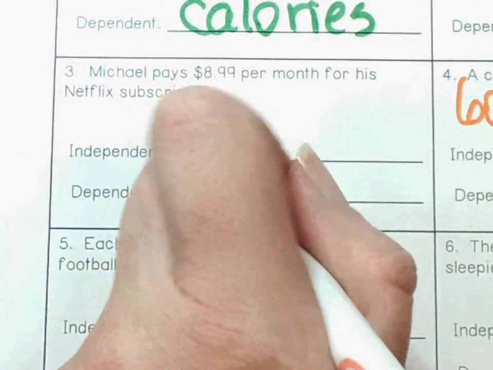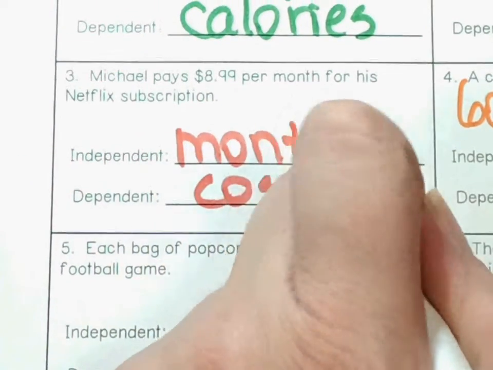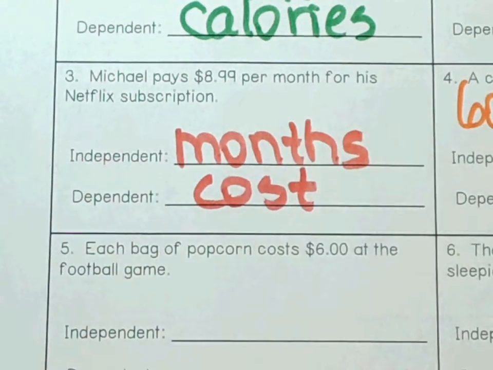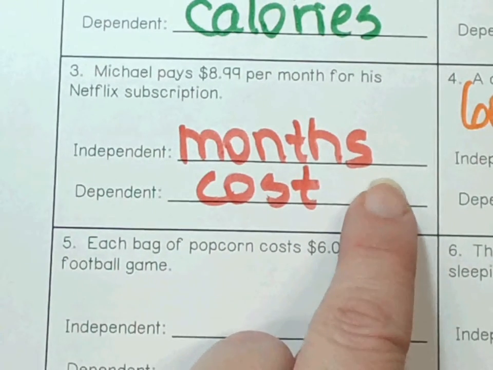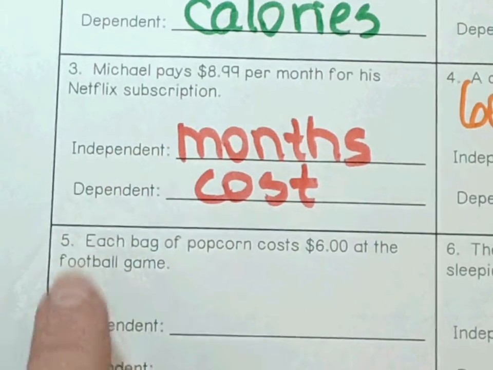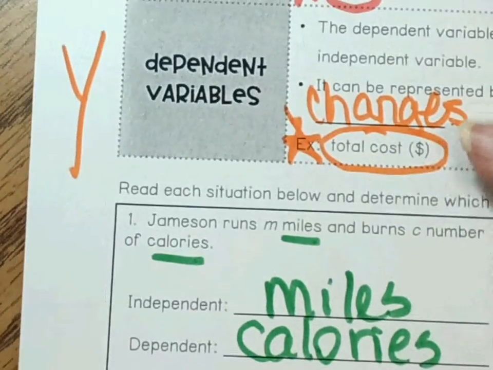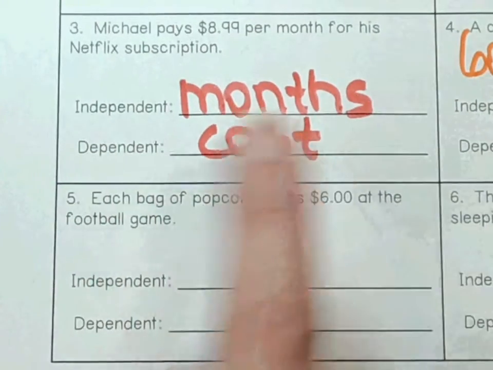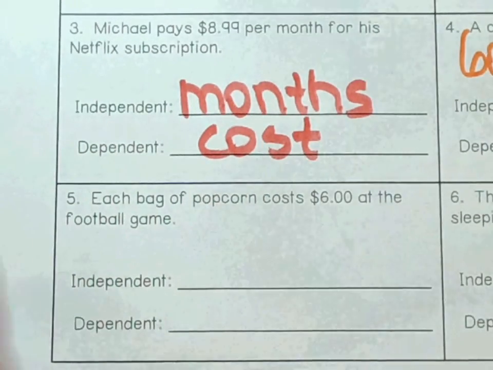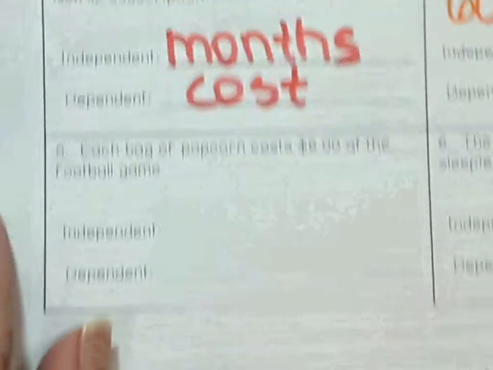Right, and it's dependent on the months. Alright. So just to remind you, this is time. Months is a measurement of time, so that's independent. And then also up here it says total cost will always be dependent. So this is the cost. Good job. Alright, number 5.